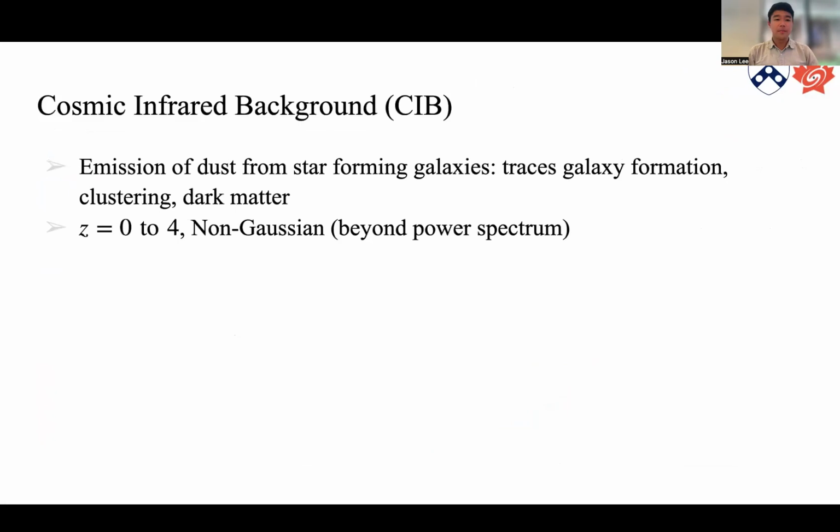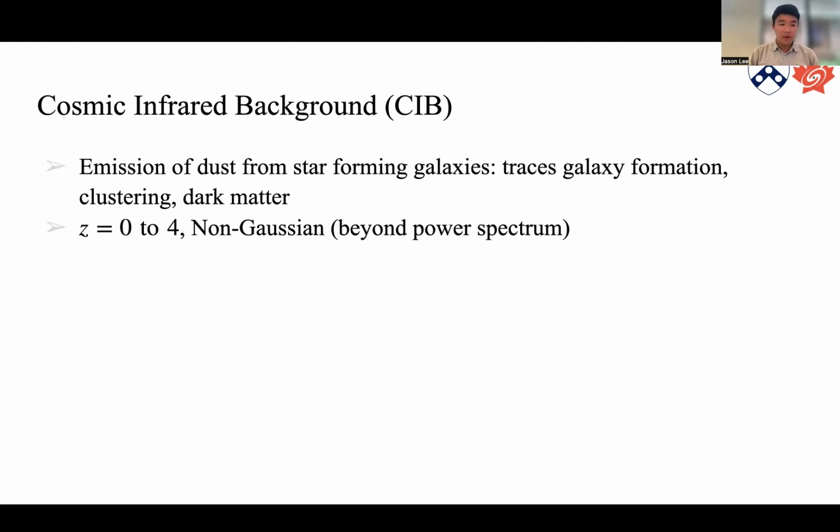So what is the CIB? The CIB, or the cosmic infrared background, is the emission of dust from star-forming galaxies. In these star-forming galaxies, young stars typically emit radiation in the form of ultraviolet or visible light, and this gets absorbed by the surrounding dust, then gets re-emitted in the far infrared, and that's the CIB. So it traces galaxy formation, clustering, as well as dark matter.